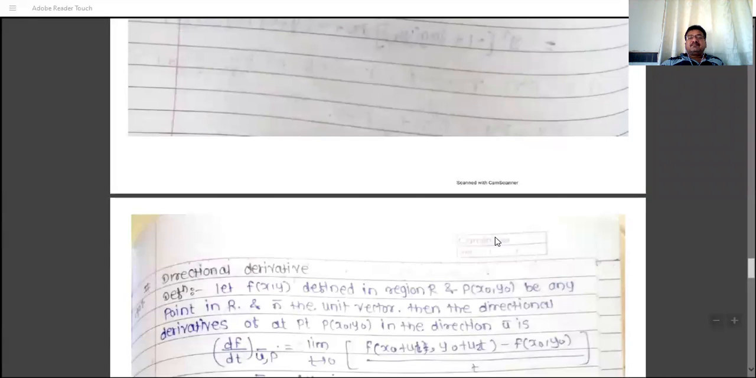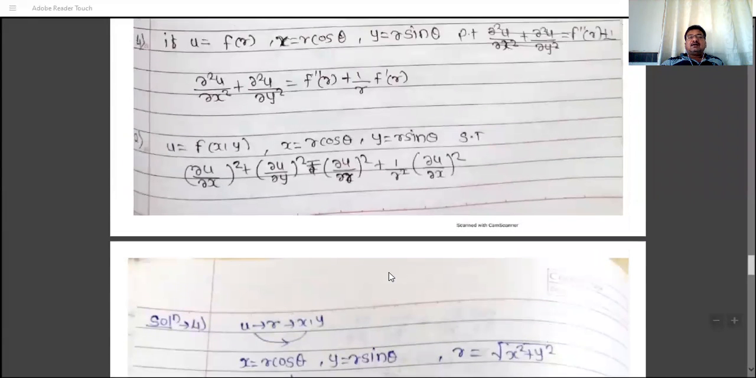Similarly find ∂²u/∂y², and then take their addition, we have this answer.